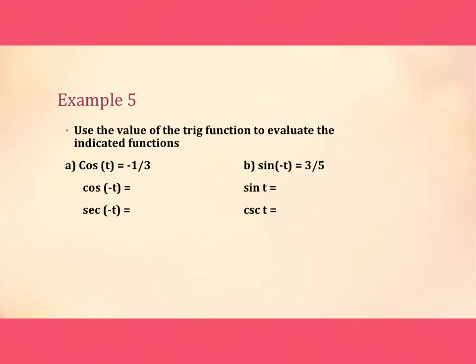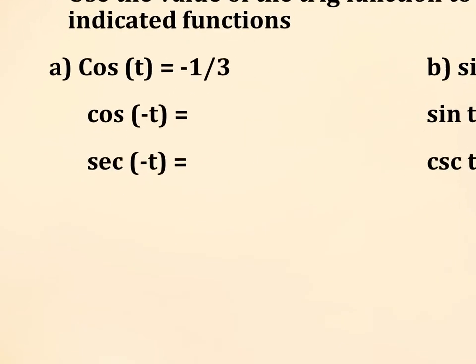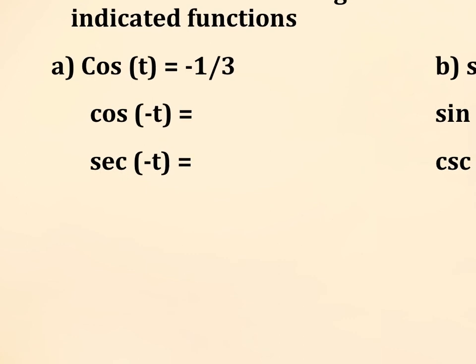All right, so this just says find the value of the trig function to evaluate the indicated functions. So in A, I give you the cosine of t is -1/2. What would be the cosine of negative t?